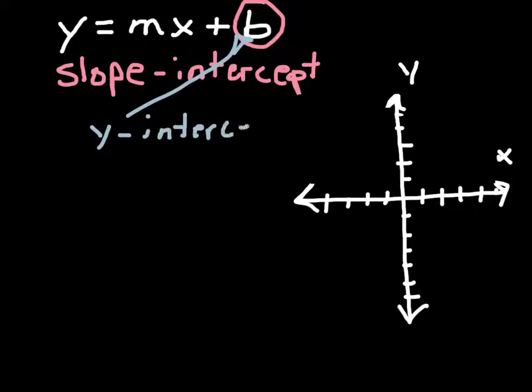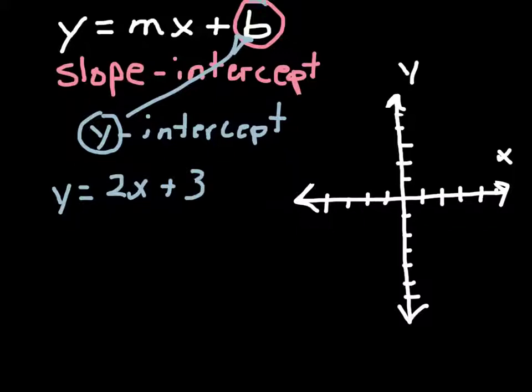As I go through this presentation, this will make more and more sense. So that plus something or minus something is called the y-intercept. What does the word intercept mean? Well, it means to intersect, and it's going to intersect the y-axis. For example, if I had the equation y equals some number times x, say 2x, plus 3, the b part of this, the number at the end, is the y-intercept.